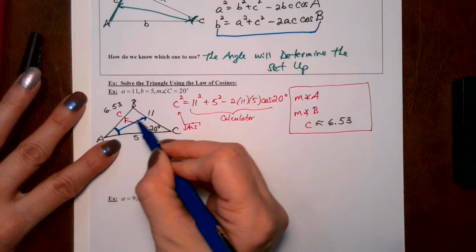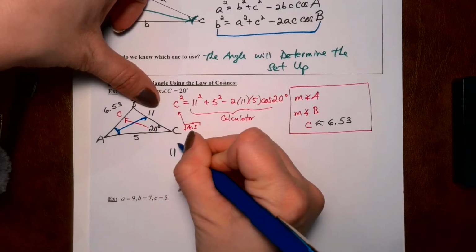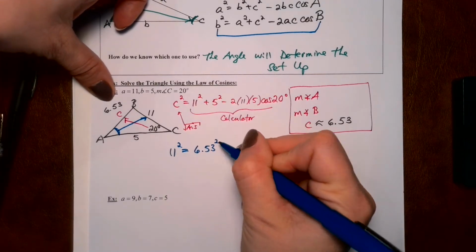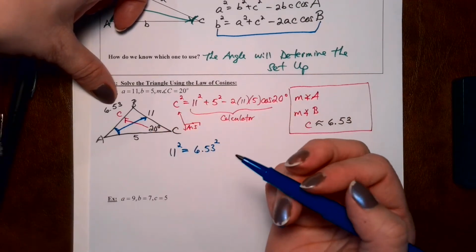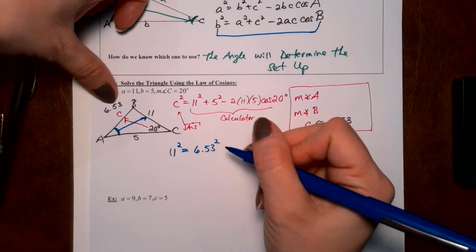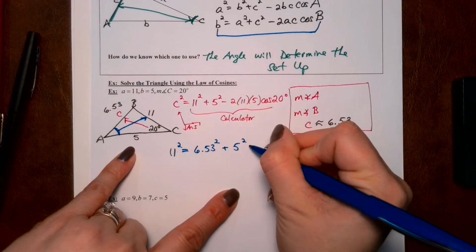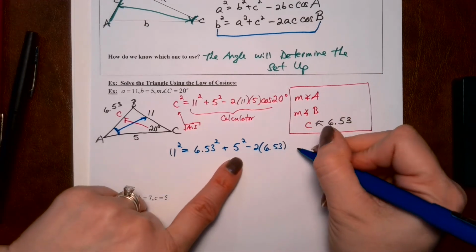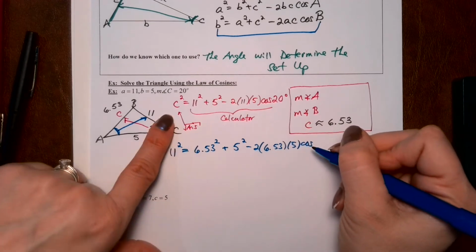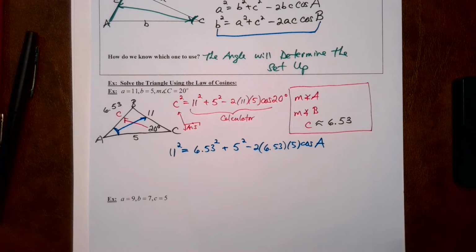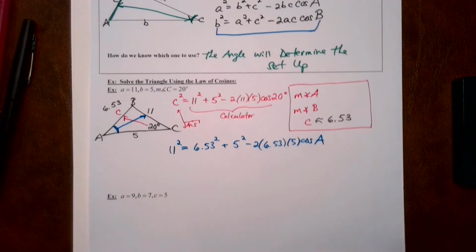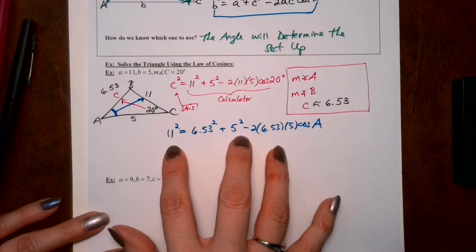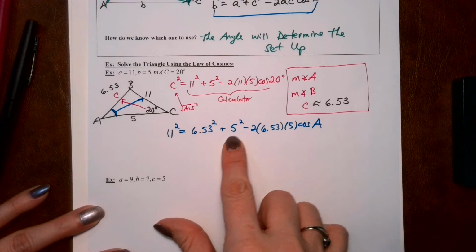So since we're using angle A, I have to start with side 11 squared equals 6.53. That side squared, there's really no getting around it. I'm going to have to use that rounded decimal. Plus the other side squared minus 2 times 6.53 times 5 times the cosine of angle A. Let's see what we're going to do here. To get to angle A, I'm going to have to solve this. I'm going to have to subtract this and subtract that.